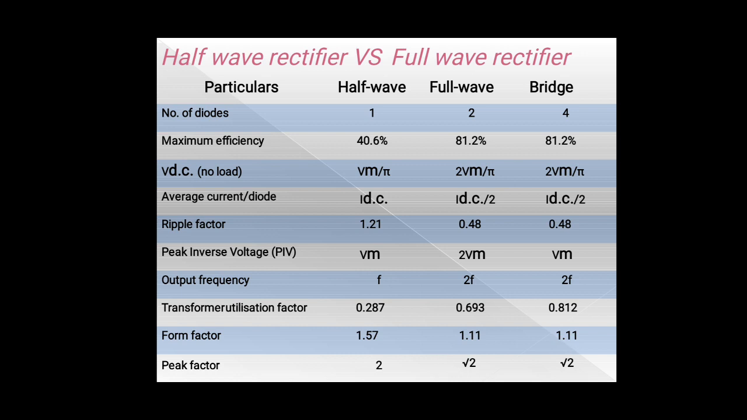What is the transformer utilization factor? In half wave rectifier 0.287, in full wave rectifier 0.693, and in bridge rectifier 0.812. What is the peak factor? 2 in half wave rectifier, √2 in full wave rectifier and √2 in bridge rectifier. What is the form factor? 1.57 in half wave rectifier, 1.11 in full wave rectifier and 1.11 in bridge rectifier. So these are the comparisons between the half wave rectifier, full wave rectifier and bridge rectifier for particular parameters.